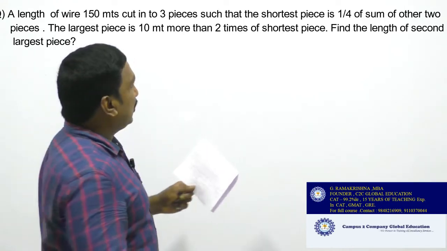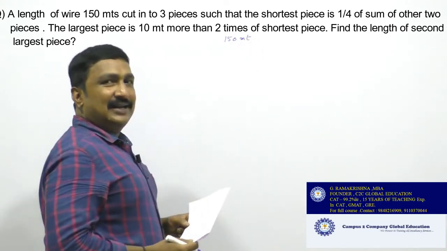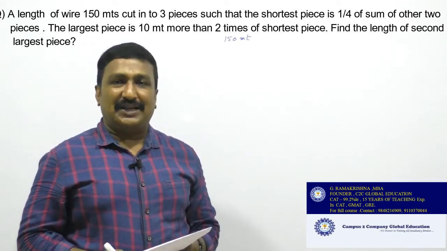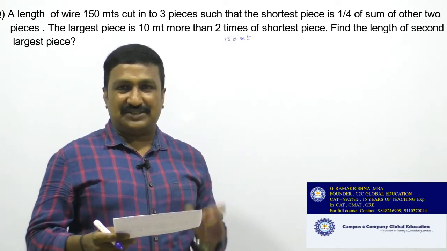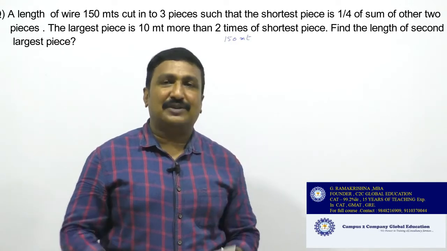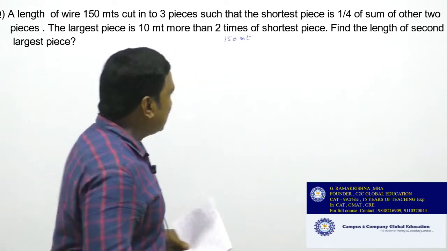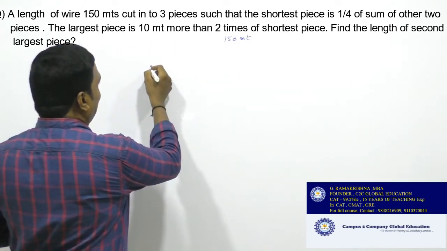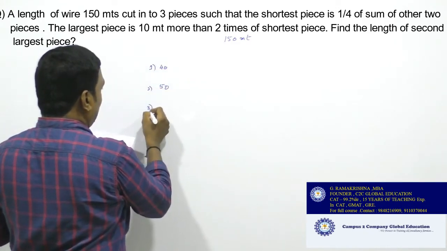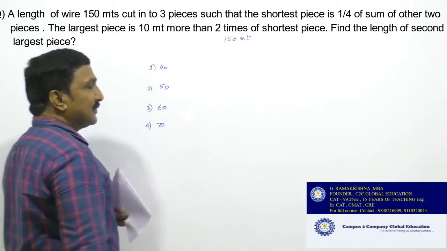Understood, friends? So here total length is equal to how many? 150 meters. Such that there are 2 conditions. What are the 2 conditions? The length of shortest piece is 1/4 of the sum of other 2 pieces. That is the one condition. And the largest piece is 10 meters more than 2 times of the shortest piece. This is the second condition. Find the length of the second largest. Right, friends? So here options are 40, second option 50, third option 60, fourth option 70. Okay, my friends?